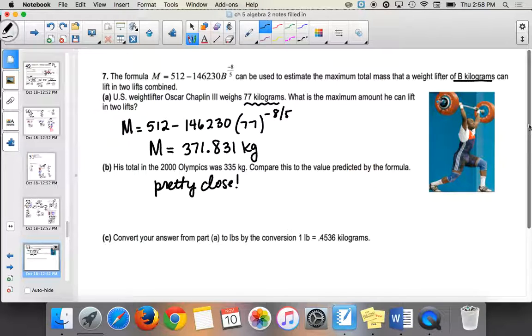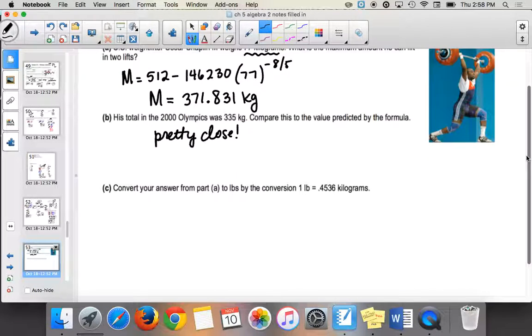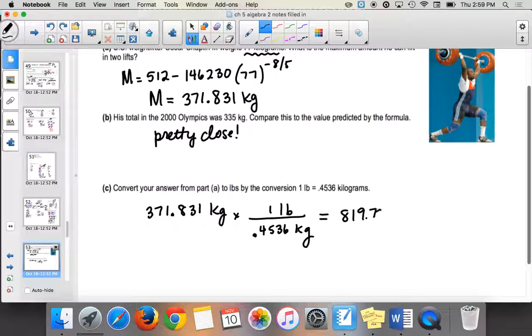So it says convert your answer from part A by using the conversion 1 pound is equal to 0.4536 kilograms. So we're going to take the 371.831 and we're going to multiply. We're going to put that 0.4536 kilograms on the bottom and we're going to do 1 pound. I could have just used the 2.2 like you were talking about, too. All right, so we got 819.733 pounds. Kilograms canceled. All right, that's in two lifts.